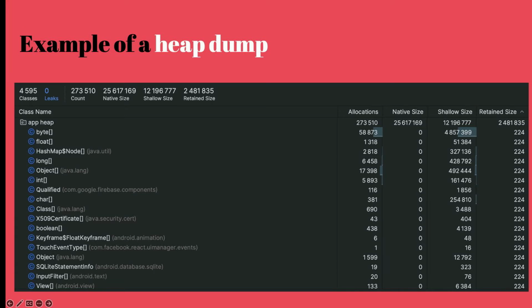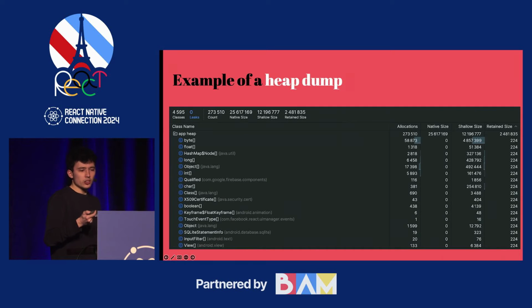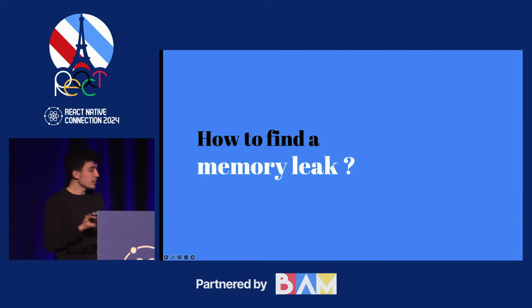I don't want to read a heap dump like this. I didn't introduce it, but the heap is a part of the memory where you can have your memory leaks. And you can dump the heap with Android Studio, but it's quite hard to find. I don't see my code. I see bytes, I see float. Okay, maybe I can see an increase of bytes, but I want to see what is leaking. So, do we have a tool to find it?